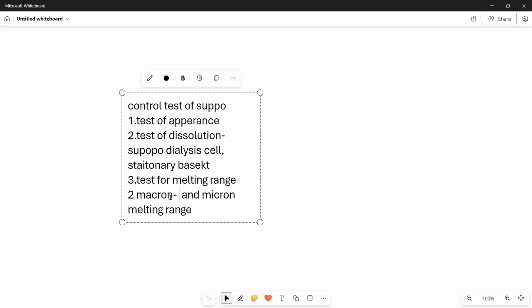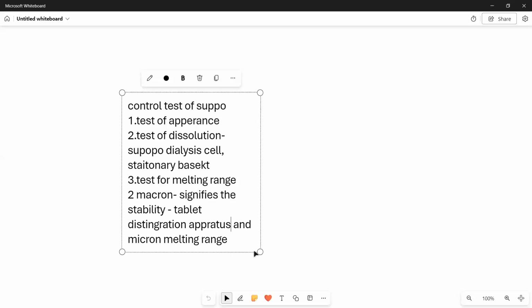Do you guys have any idea which apparatus is used to measure the macro melting range of suppositories? It is the tablet disintegration apparatus. And the second one is the micro melting range.